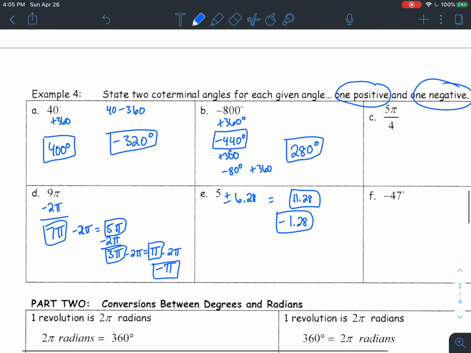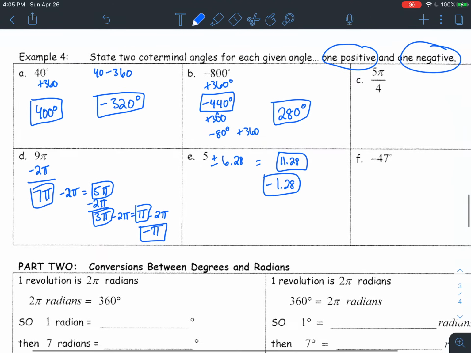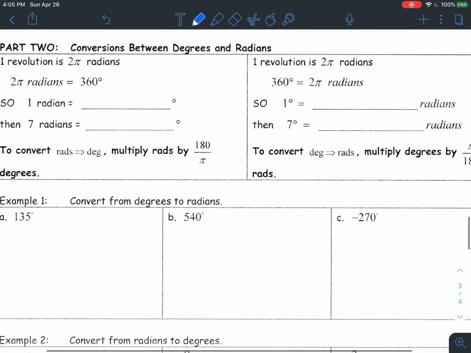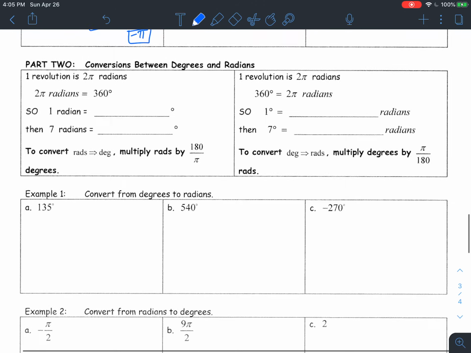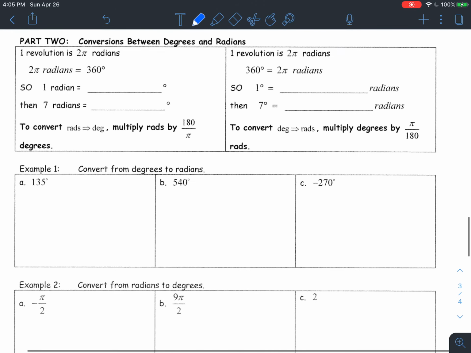All right, so that's coterminal angles. Just adding and subtracting the full rotation. The last part here is our way of converting back and forth between degrees and radians. And that is something that's going to be useful for us because all of you, I guarantee you, no matter how much this makes sense, you are more comfortable working in degrees. And if I give you something in radians, you're going to want to be able to convert it in degrees in order to work with it.